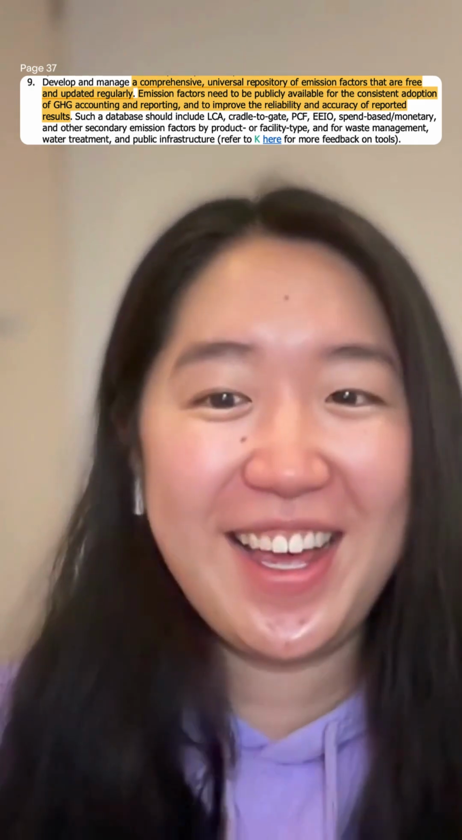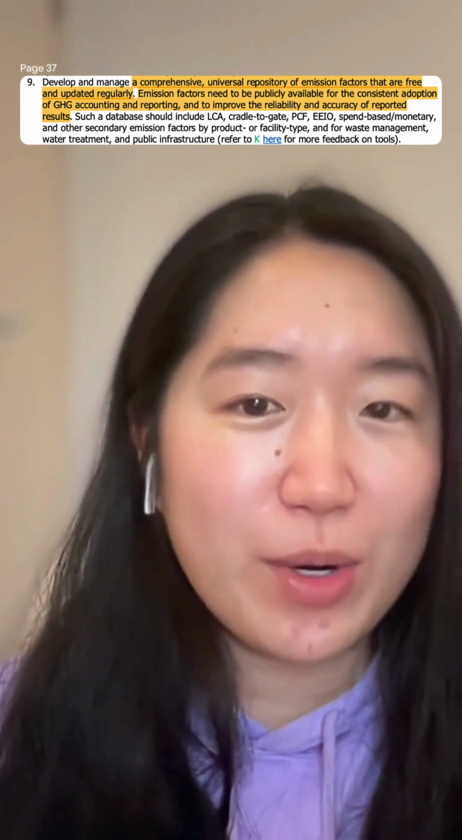It'd be great if everyone just had the one emission factor that's appropriate and we could just choose that one for our one related activity and we're all in agreement on the same page. Well, that's exactly what point 9 actually is referring to. Develop and manage a comprehensive universal repository of emission factors that are free and updated regularly. Need to be publicly available for the consistent adoption of GHG accounting and reporting. This is really the ideal and this is really the heart of what we're trying to do at Someday.